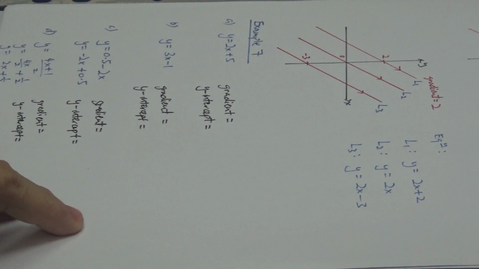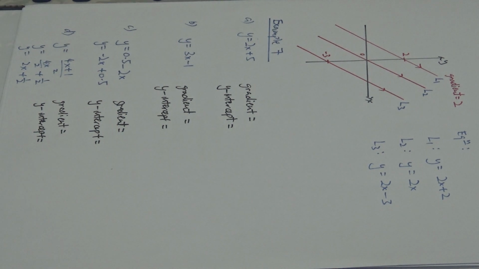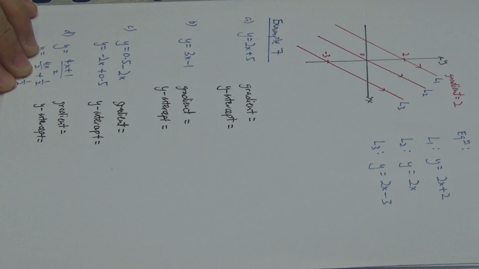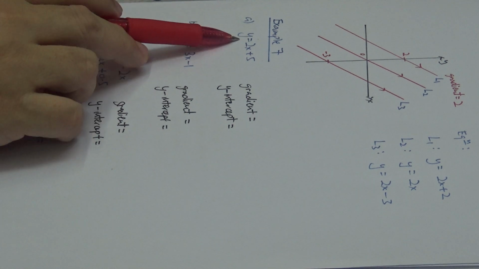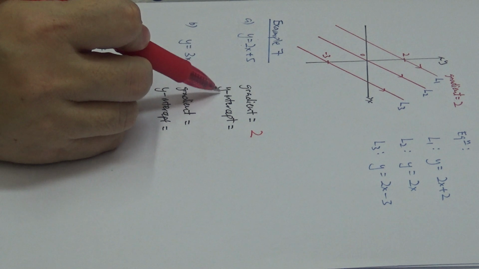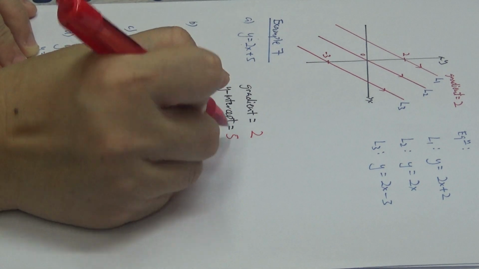Now, next, we move on to example 7. This is found on page 182. So let us fill in the blanks. Now let's take a look at the first one. The question says, write down the gradient and the y-intercept of each of the following straight lines. Now this one, as you can see, the gradient will be 2 because it's here, and the y-intercept is 5.